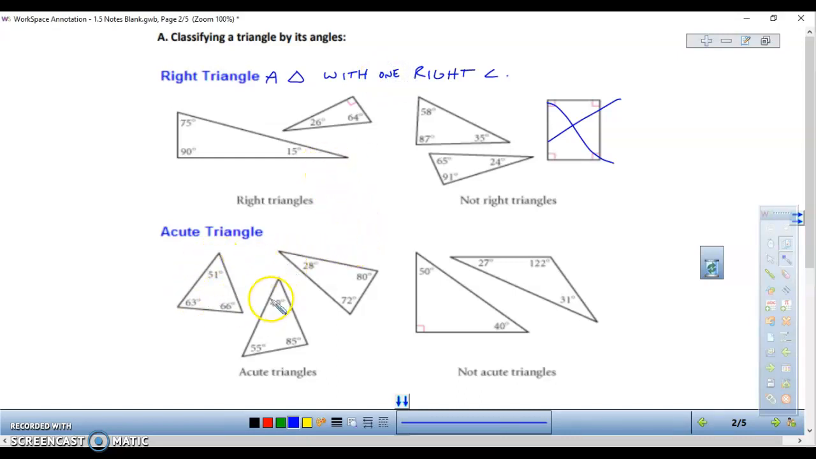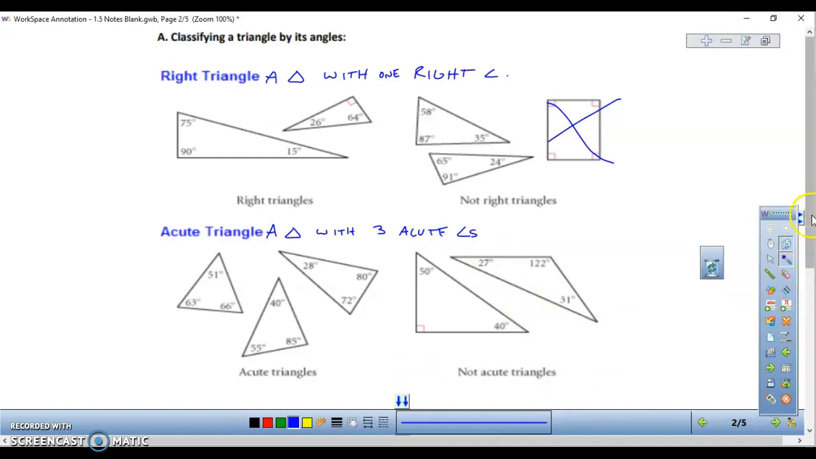An acute triangle. And in an acute triangle, you notice these are all acute. These are not, and here's what makes this one not. This one has a right angle. This one has a big fat 122-degree angle. Notice that in all the acute triangles, every single angle is less than 90, so they're all acute. So a triangle with 3 acute angles. Every single angle in that triangle is acute.